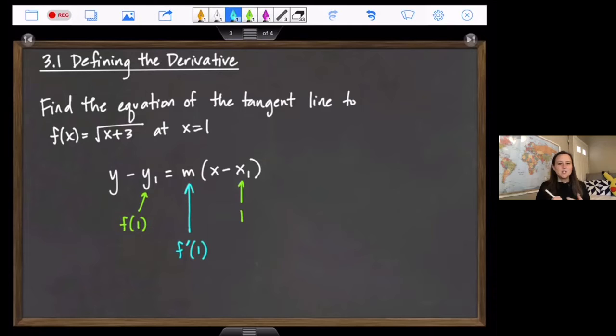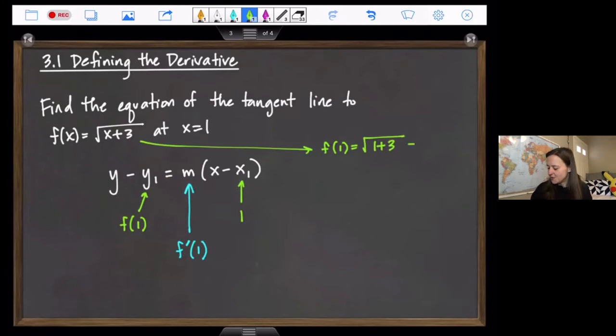All right, let's plug these things in. I need to figure out f of 1. I take my function and find f of 1, so root 1 plus 3. We kind of did this by accident when we were finding the limit definition of the derivative. So we have square root of 4, which is 2. So f of 1 is 2. And then we have f prime of 1. Now that was a lot of work. We actually did that in the last video, and we got 1/4.